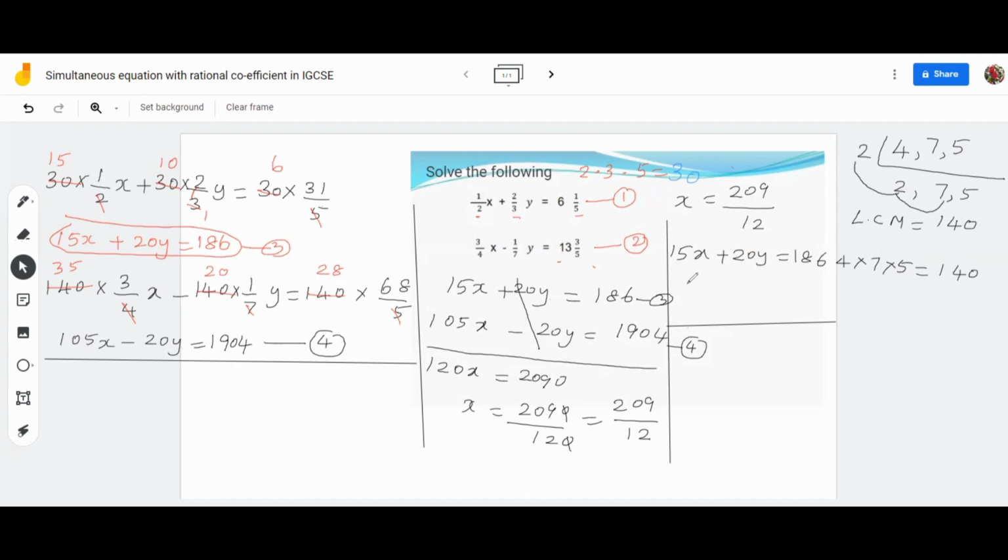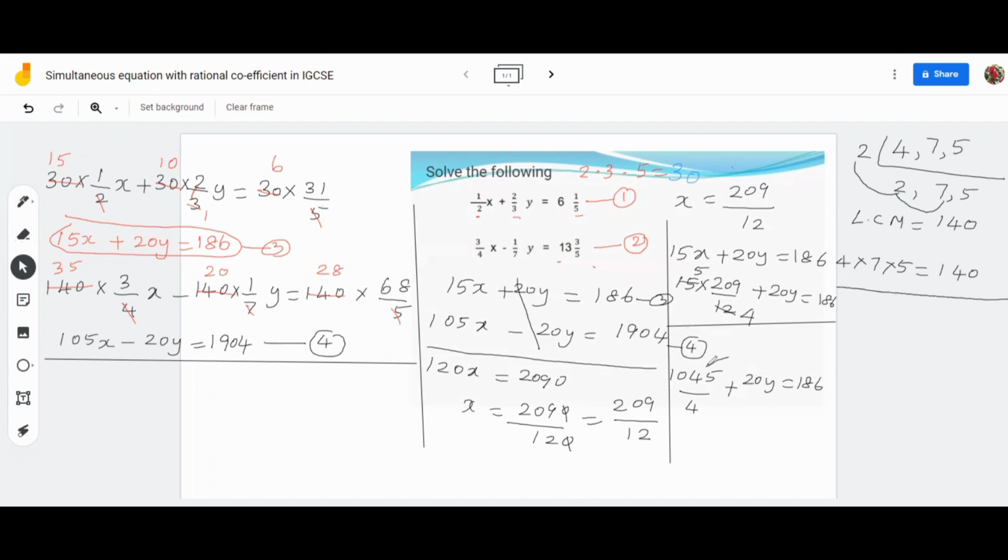So 15 times 209 over 12 plus 20y equals 186. Then you can simplify here. 4 times 3 is 12, 5 times 3 is 15. What you can get? 5 times 209, 209 times 5 is 1045. Let me write down here: 1045 over 4 plus 20y equals 186.